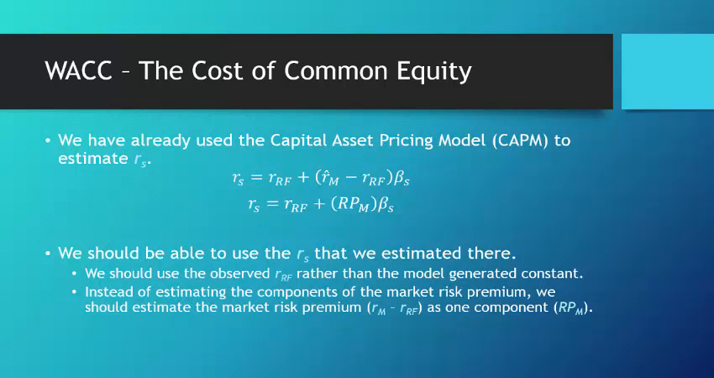Instead of estimating the components of the market risk premium, in other words, the expected return to the market minus the risk-free rate, we're going to use just the one component. What is the difference between those? The reason for that is because it doesn't seem to bounce around quite as much. It's not as volatile as the individual components. And therefore, how in the world should we do that?